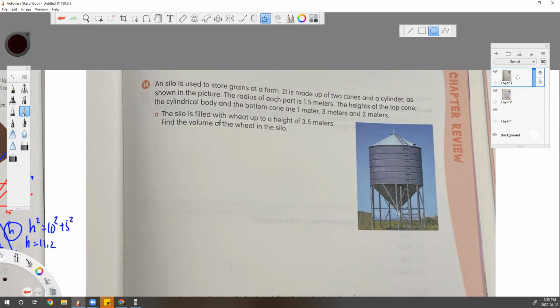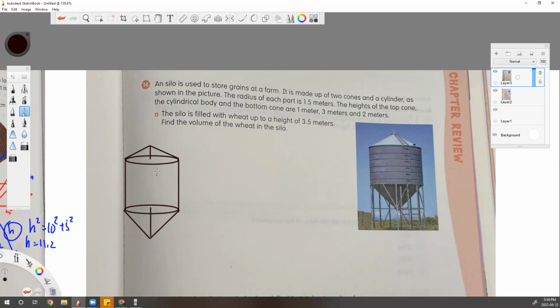So let's draw it easily. I want to redraw one more time so we can see it clearly. We have to draw it simply. So like this. And the bottom one will be the greater cone. There you go. And this is more simple.